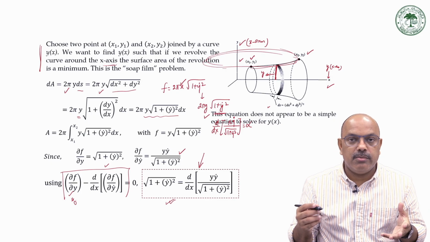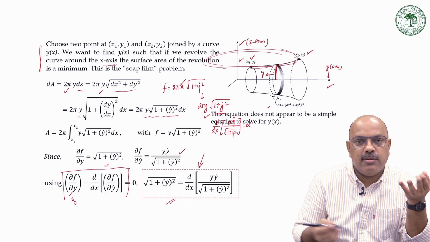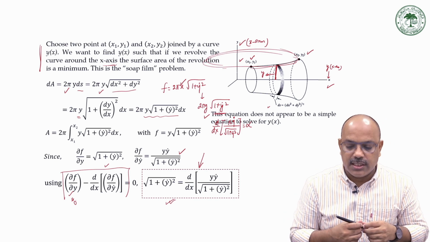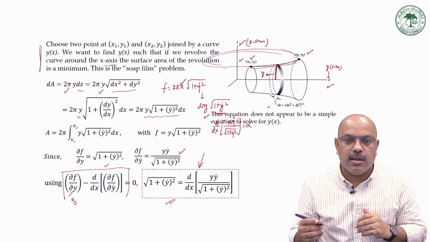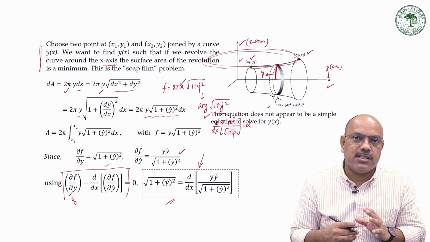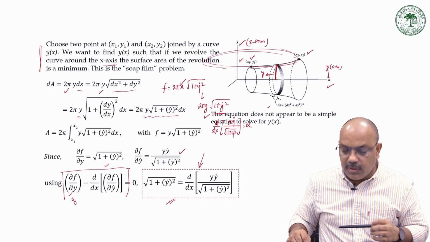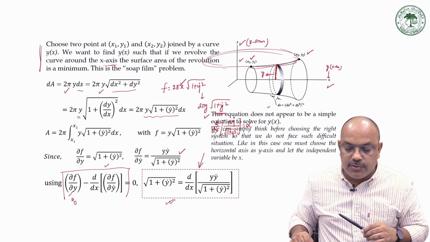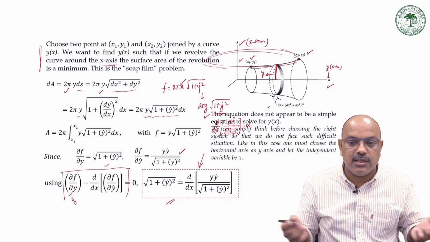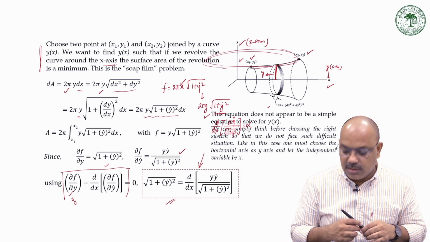So whenever you're doing the problems, it's going to come through experience, you're not going to get it automatically. But this is just to give you a flavor that choosing a different kind of axis is going to complicate solving the problem. Okay. So now let's quickly move to what I want to say, that simply think before choosing the right system, so that we do not face such difficult situations.